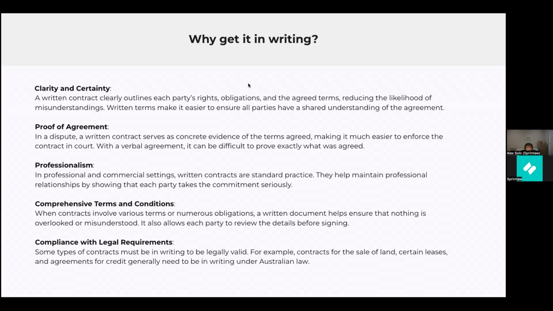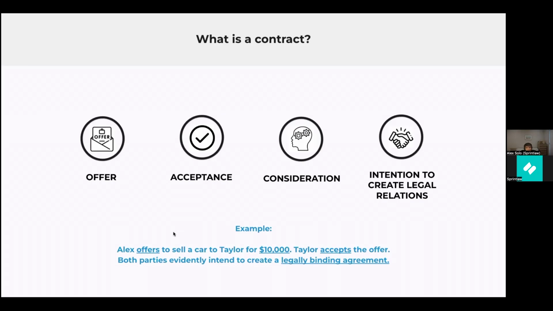Again, the more complicated the arrangement is that you're doing with someone, the more important it is to get it in writing. With this car scenario, it's fairly straightforward. It's just an offer to buy a car for $10,000. We probably know what the car is. We know what the amount is.